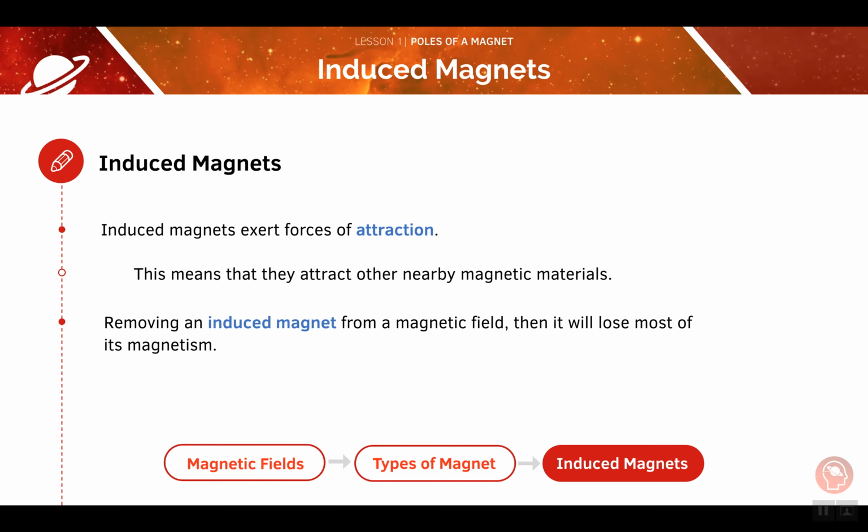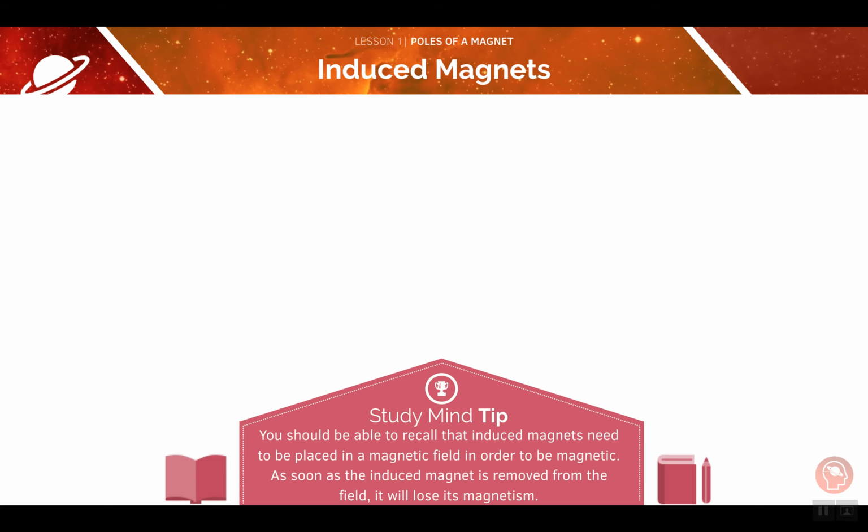When we remove an induced magnet from a magnetic field, it will then lose most of its magnetism. In some cases, the magnet will lose all of its magnetism very quickly. You should be able to recall that induced magnets need to be placed in a magnetic field in order to be magnetic. As soon as the induced magnet is removed from the field, it will lose its magnetism.